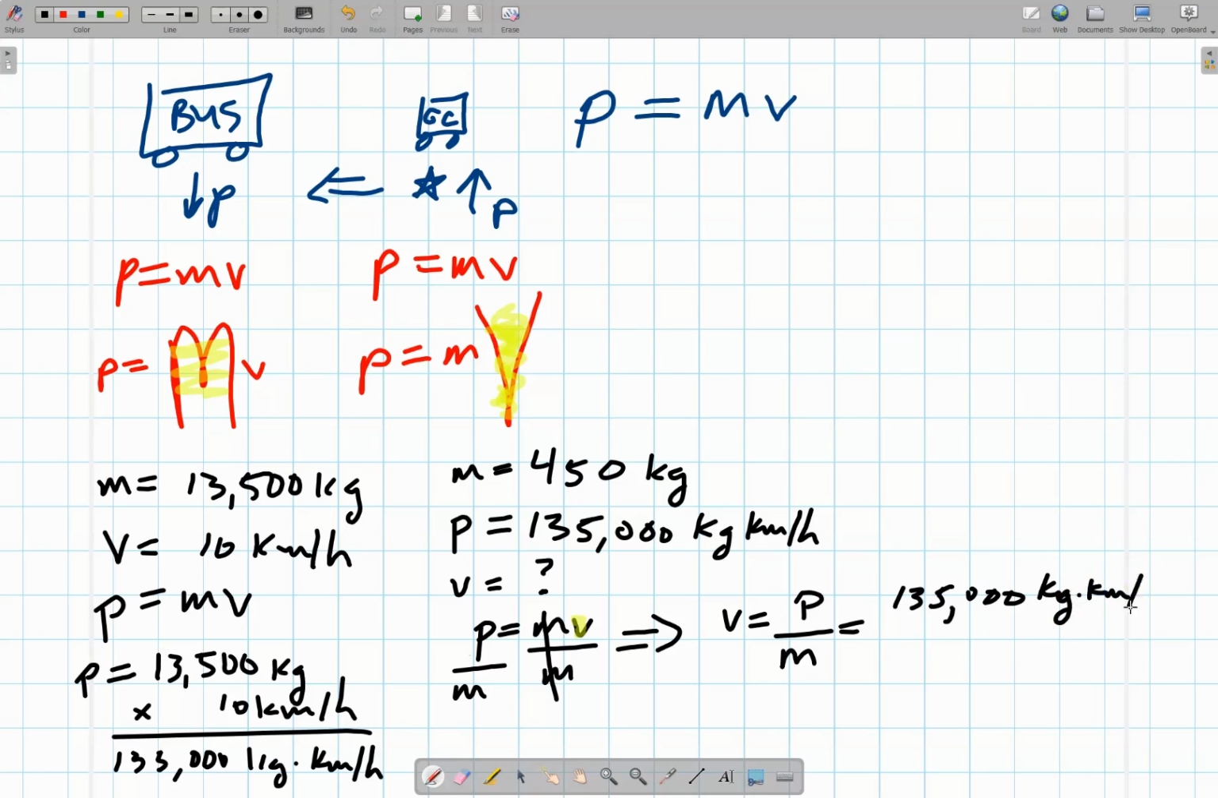kilograms times kilometers per hour divided by 450 kilograms, and I ran that through a calculator. I think that's about 300 in my units. That divides through, so I'm left with the kilometers per hour. So the golf cart, to have the same momentum as a bus moving at a relatively slow velocity of 10 kilometers per hour, will be cruising at 300 kilometers per hour.